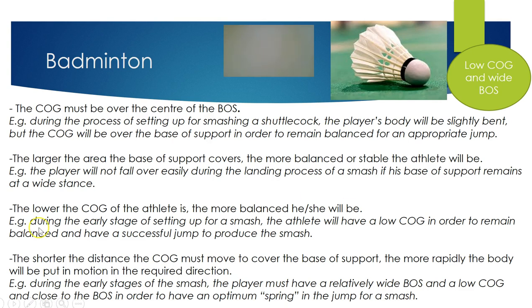The shorter the distance the center of gravity must move closer to the base of support, the more rapidly the body will be put in motion in the required direction. So for example, during the early stages of the smash, the player must have a relatively wide base of support and a low center of gravity, which is close to the base of support, in order to have optimal spring in the jump for a smash. Okay, so we need to have a wide base of support and a low center of gravity in order to get to that jump phase. Okay, if your center of gravity is high because you're not bending your legs, you're not going to get much air time in terms of your jump for your smash.